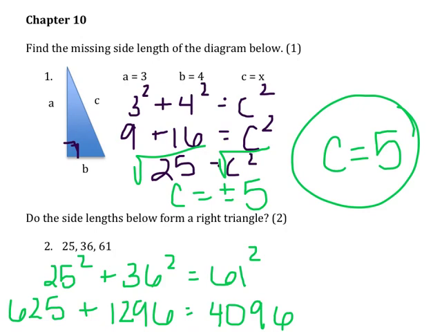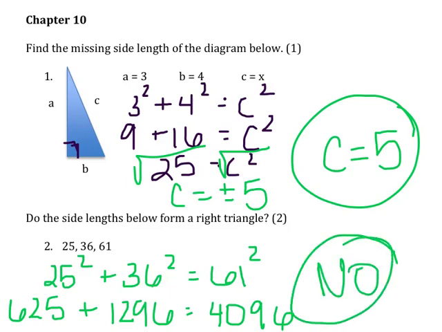is 4096. Is 625 plus 1296 equal to 4096? No, it's not. So, no, they do not form a right triangle.